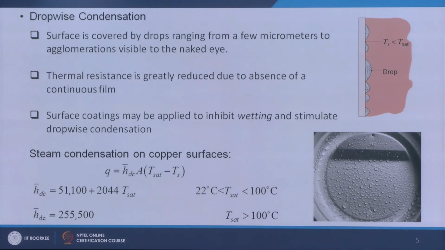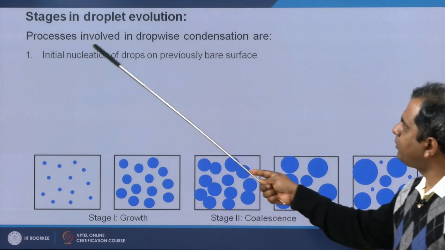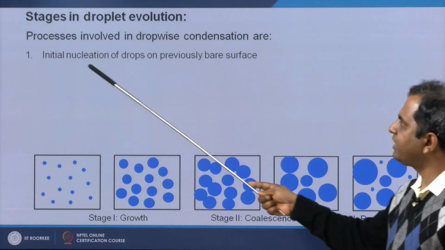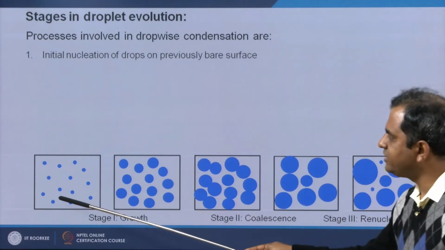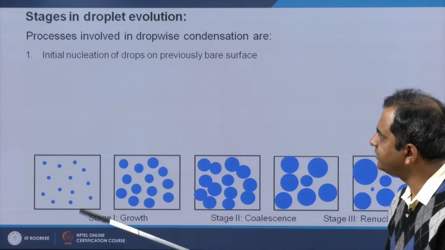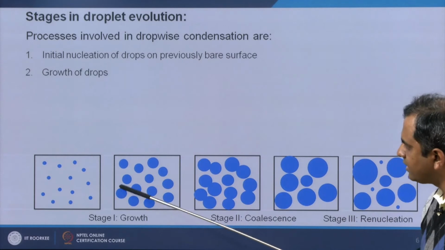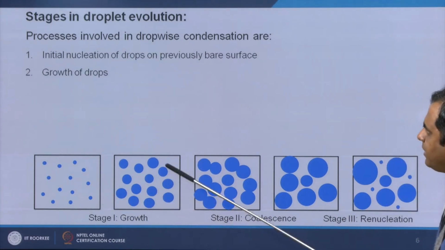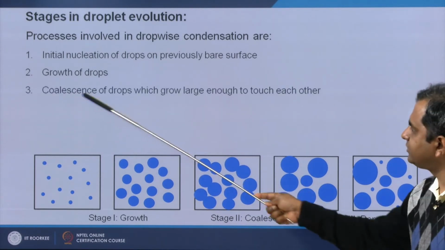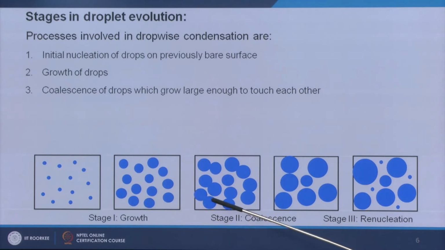Next, let me show you the stages in droplet evolution. The processes involved in droplet condensation are, first, initial nucleation of drops on a previously bare surface. You can see small nucleation sites. Then you find growth of drops. These drops become bigger by growth. You see all these nucleation sites have grown up. And then you find coalescence of drops. If they grow further, these two drops will coalesce over here and form a coalesced drop.